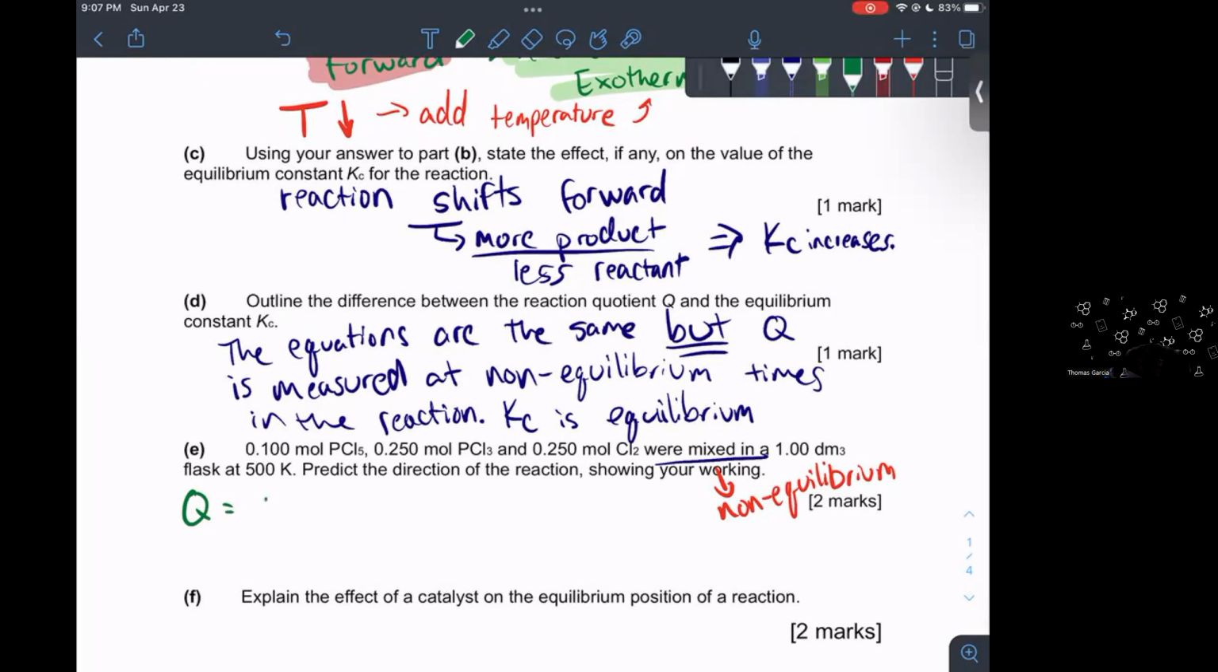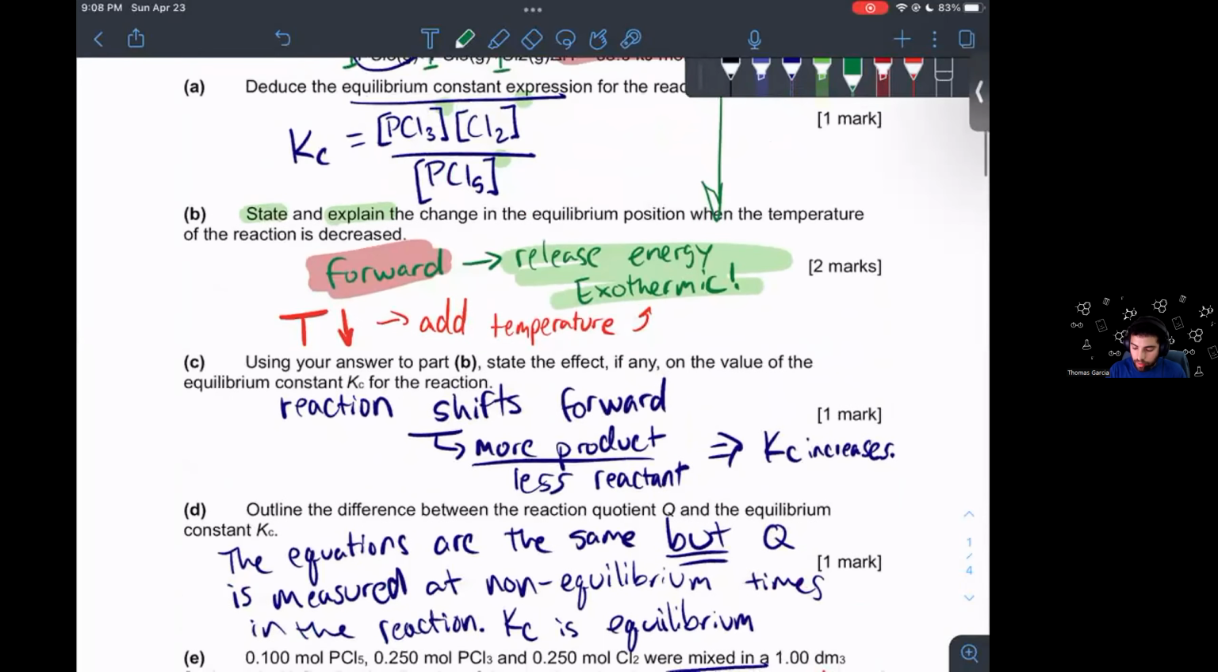This is going to be 0.250 mole over 1 decimeter cubed. I'm just going to shorten this all out. This is 0.250 molar times 0.250 molar, all divided by 0.100 molar, because once again, I am using the same equation from right here.